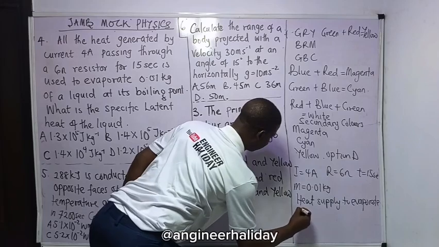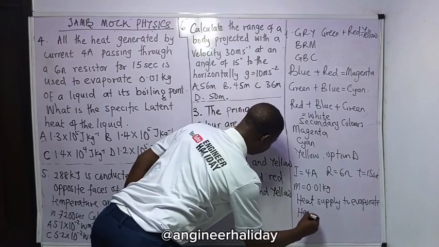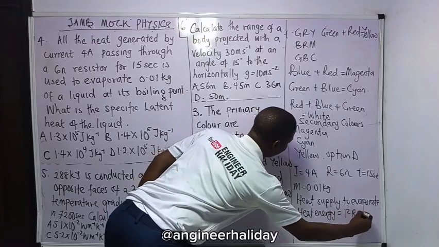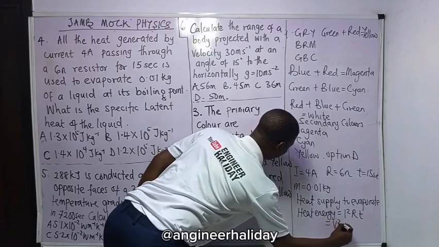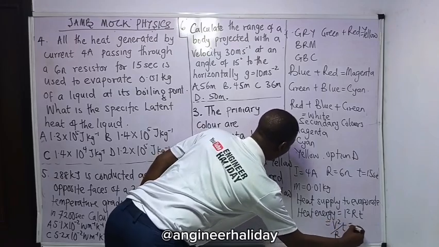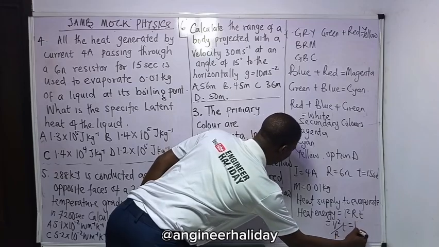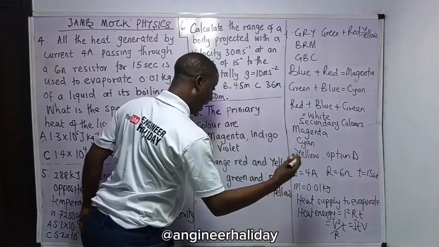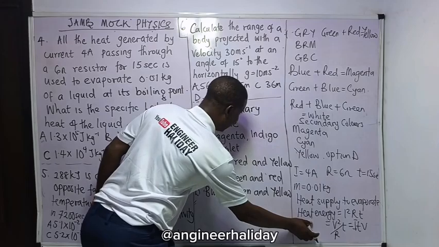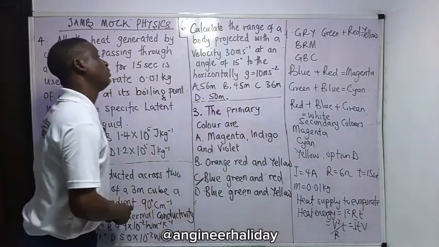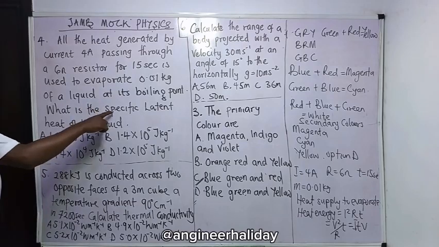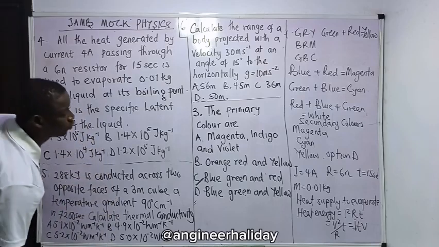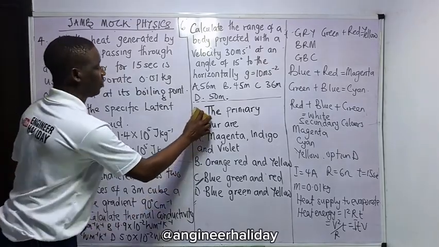You understand? That means the heat energy formula is what? The heat energy formula is I squared R T, or V squared over R times T, or I V T. So this is heat energy. Now, another thing I want you to understand here is that for us to evaporate this, there is an energy that is applied to it. And that energy, we have solved this question.